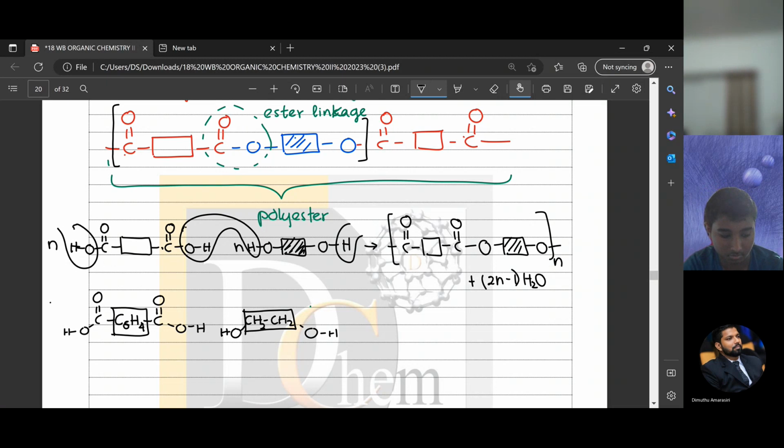You have to remove this H. Yes, because you are continuing on either side.